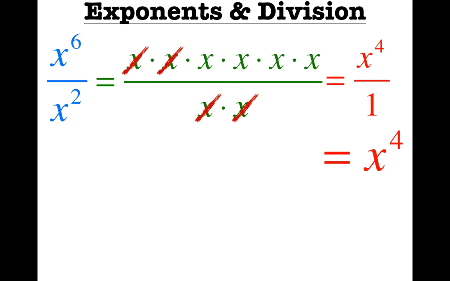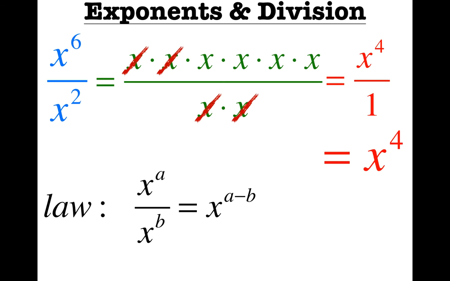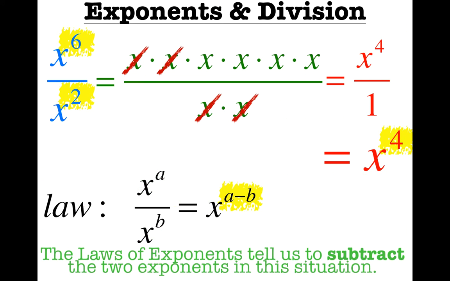Interesting, we started with a 6 and a 2 and we ended up with a 4. The law, in this case, tells us that we take those two exponents and we subtract. We do 6 minus 2, and that gave us our 4. The laws of exponents tell us in this situation that we should subtract the two exponents when it's a division-ish problem like this. Now again, what if you forget the law? It's okay, when in doubt, write it out.